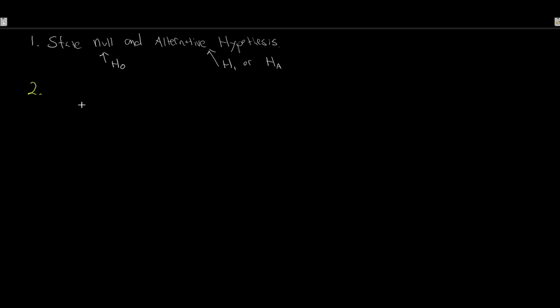Next, two. After we state our null and alternative, we want to state our level of significance. So we'll go select level of significance.